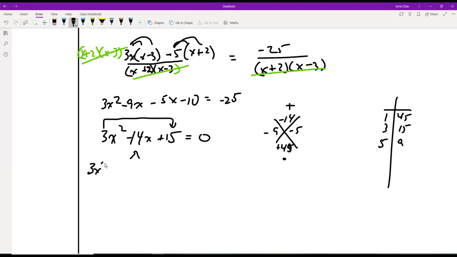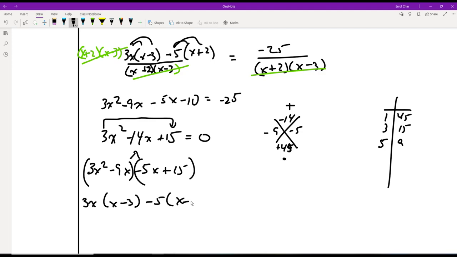So it becomes 3x squared minus 9x minus 5x plus 15. And then we just group. And we ask ourselves, what's the greatest common factor? That's going to be a 3x, x minus 3. What's the greatest common factor for the second pair? That's negative 5, x minus 3. What's the greatest common factor again? It's x minus 3, 3x minus 5. And all of this, of course, is always equal to 0.